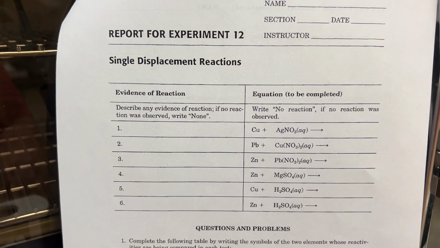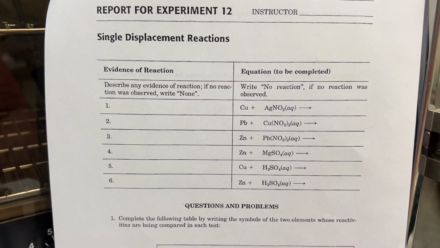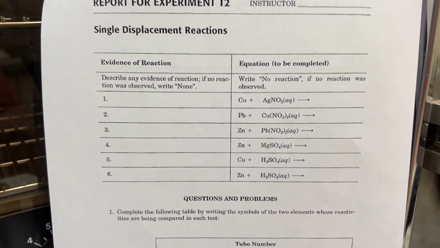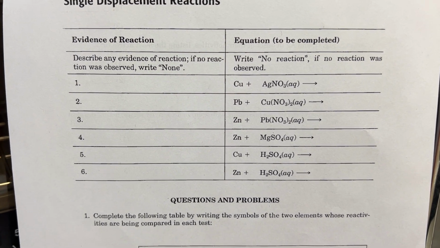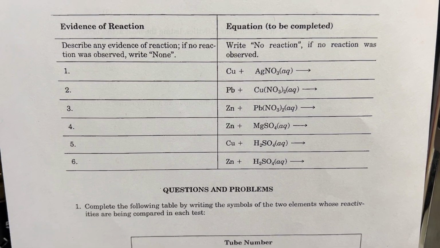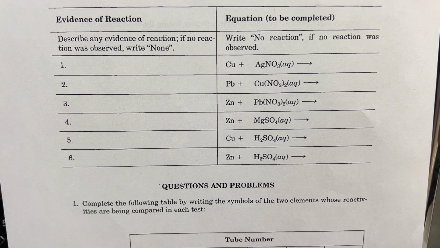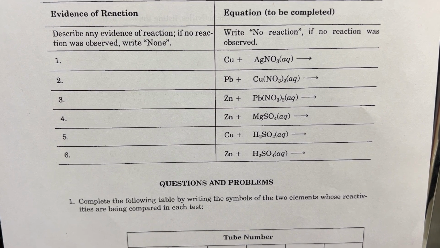Okay, I'm making a video for single displacement reactions, which are also called single replacement reactions. In this lab, we are combining metals in 6 test tubes with different solutions. So in the first test tube, you can see it's copper and silver nitrate.